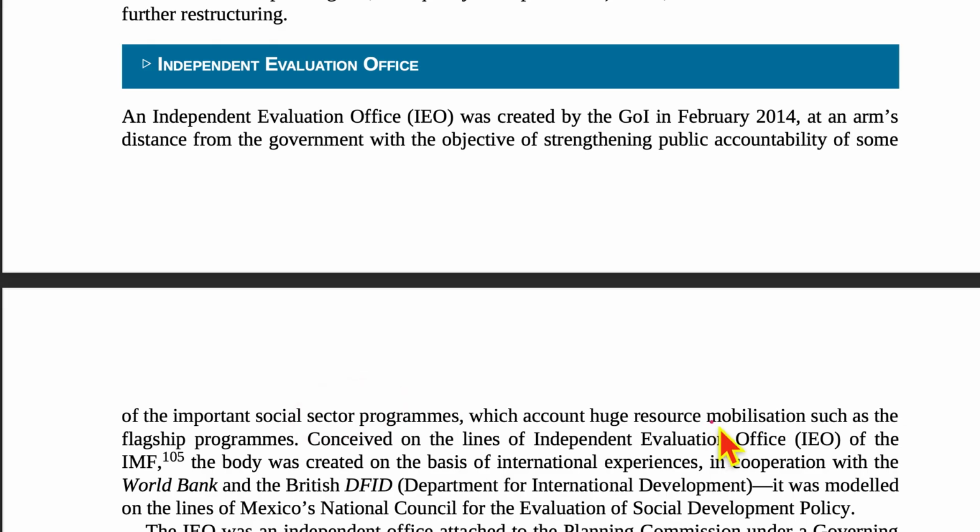which account for huge resource mobilization, such as the flagship programs, conceived on the lines of the Independent Evaluation Office of the IMF. The body was created on the basis of international experience in cooperation with the World Bank and the British DFID, that is Department for International Development. It was modeled on the lines of Mexico's National Council for Evaluation of Social Development Policy.